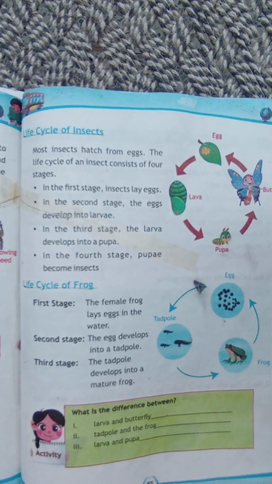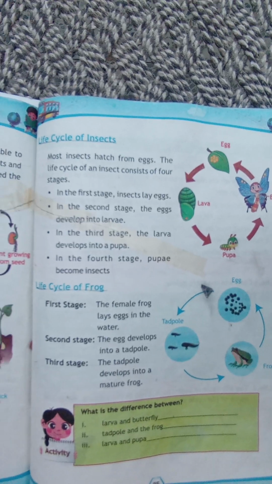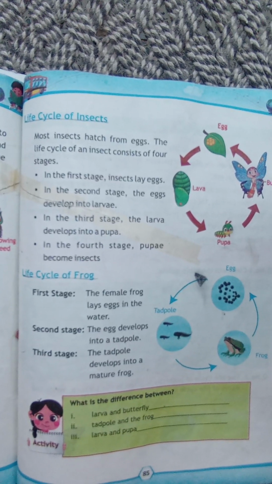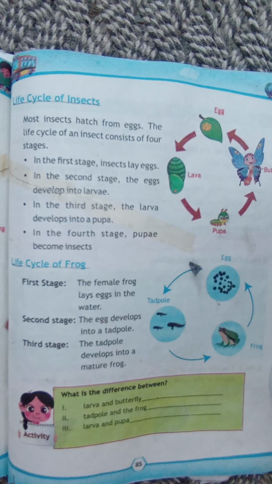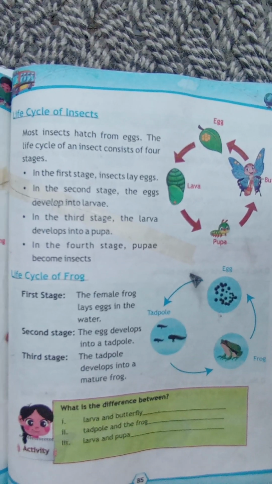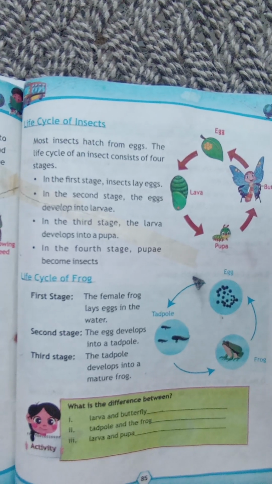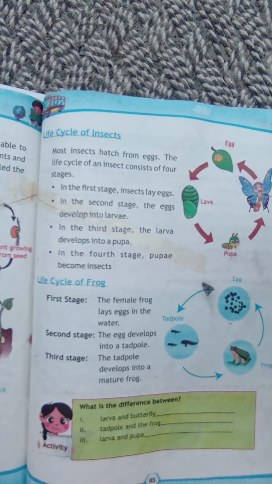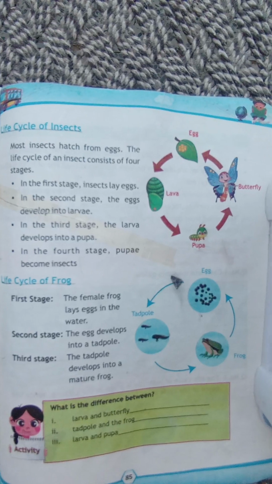Most insects hatch from eggs. The life cycle of an insect consists of four stages. In the first stage, insects lay eggs. In the second stage, the eggs develop into the larva. In the third stage, the larva develops into pupa. In the fourth stage, pupa become insects.